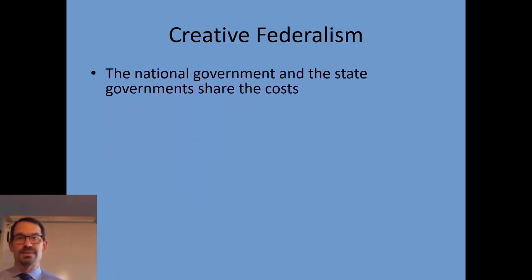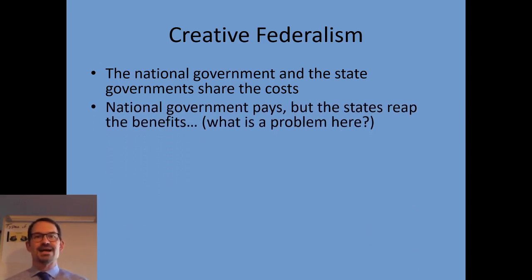In creative federalism, national government and the state government share the cost. What that means is they both have to pay. They don't split it 50-50. Second, the national government pays, but the states reap the benefits. Here's how this works. The people think the money's coming from the states, right? There's a lot of people on unemployment right now who are thanking the states for getting their unemployment. That's paid for by the national government. But the national government can't give the money to the people because that would violate welfare.